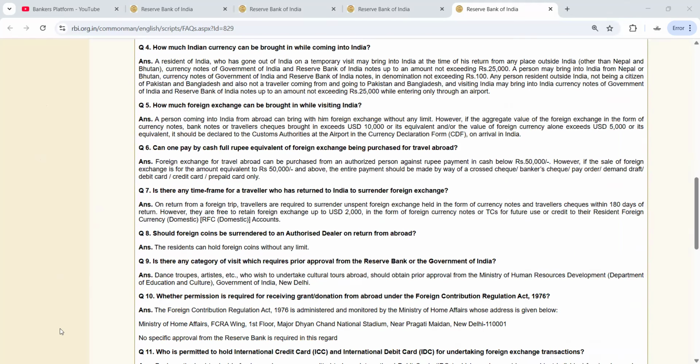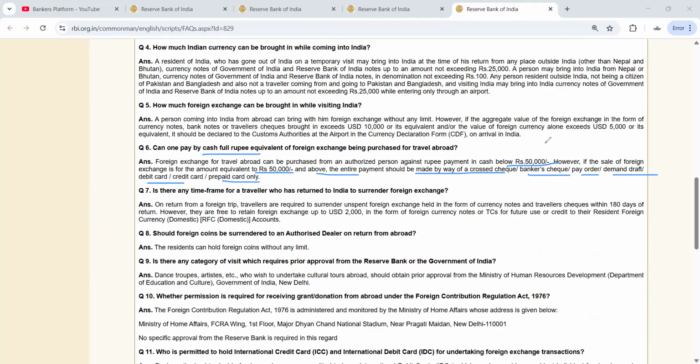Okay. So next is, can one pay by cash the full rupee equivalent of foreign exchange being purchased for travel abroad? So if they want to purchase foreign exchange, like currency they want to exchange, can they do it in cash, full cash payment? So they can do, but below 50,000. However, if the sale of foreign exchange is for an amount equivalent to 50,000 and above, the entire payment should be made by way of cross cheque, banker's cheque, pay order, DD, debit card, credit card, prepaid card.